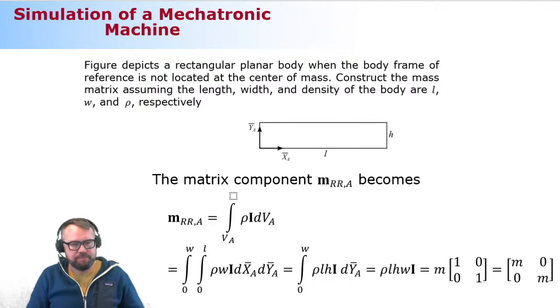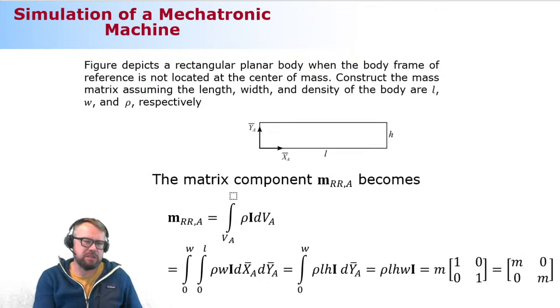So, first component, 2x2 submatrix. And it's all the time the same, so no difference. But this time the volume boundaries are different because this time when I'm integrating in the x direction, it's not going to be minus L divided by 2 to L divided by 2.